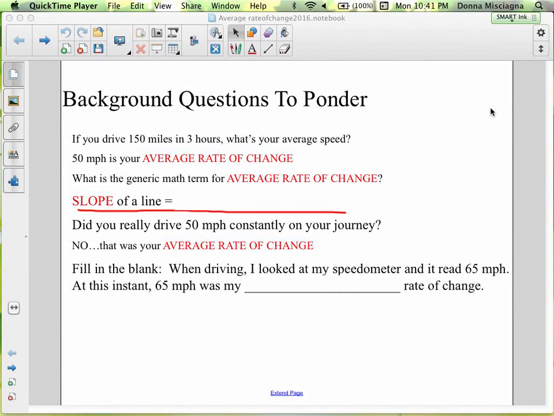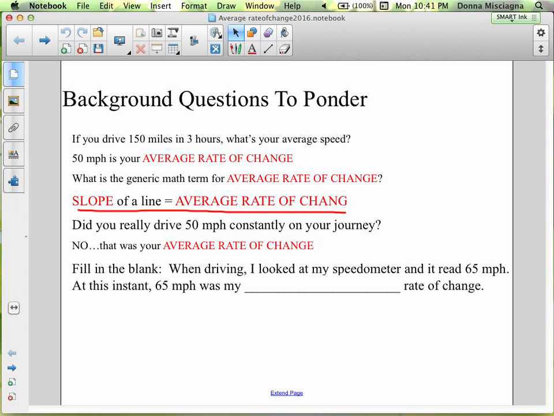Some background questions to ponder. If you drive 150 miles in 3 hours, what's your average speed? 50 miles per hour is your average rate of change. What's the generic math term for average rate of change? So slope of a line equals average rate of change.